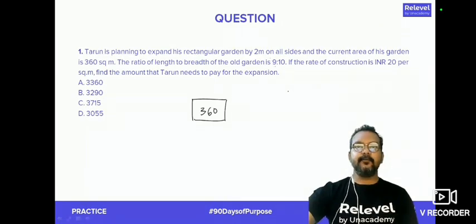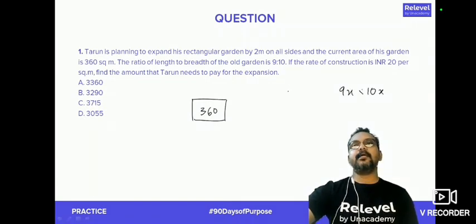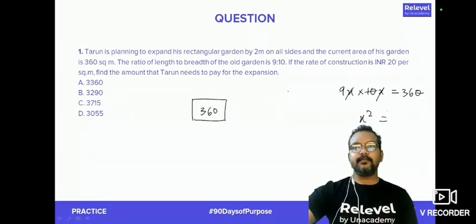Now the length and the width are in the ratio 9:10, so 9x and 10x, and hence the area would be the product of length times width, which is 360. So we end up getting x squared, 10 cancels here. The x squared is 36 by 9, 4. So that means x is 2. So the dimensions are 9x, which is 18, and 10x, which is 20. So 20 by 18.